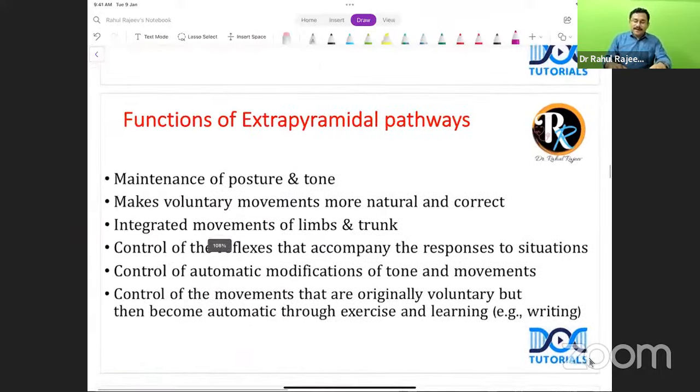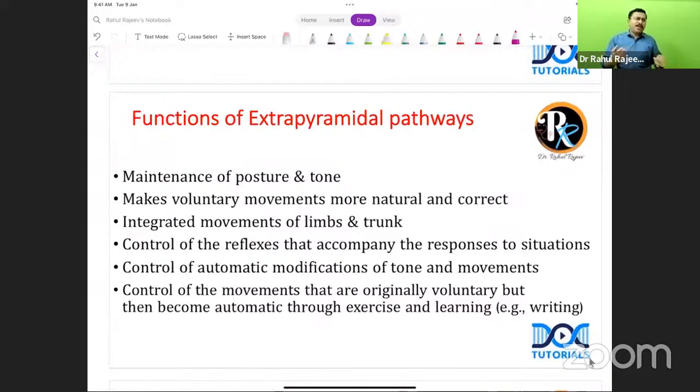Now, what are the functions of extrapyramidal pathways? I just told it a while back. I'm just putting it to letters. Number one, it helps in maintenance of posture and tone. Sir, a while back you told that the anterior corticospinal tract also has a tone and posture function. Well, who said that two tracks cannot have the same function? I did not tell you. It can have. So even the extrapyramidal pathway is important for maintenance of posture and tone. Remember the Parkinson's disease patient having a stooped forward posture. They're not having a good posture because it is an extrapyramidal pathway lesion. They're not able to maintain the posture.